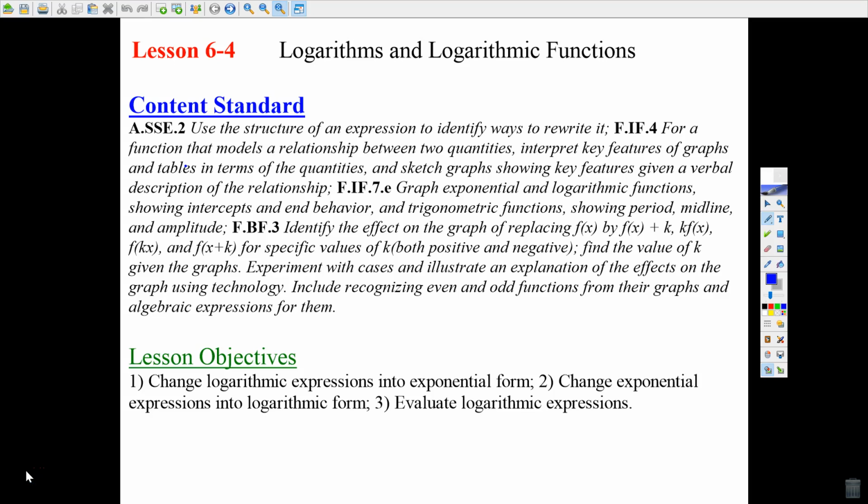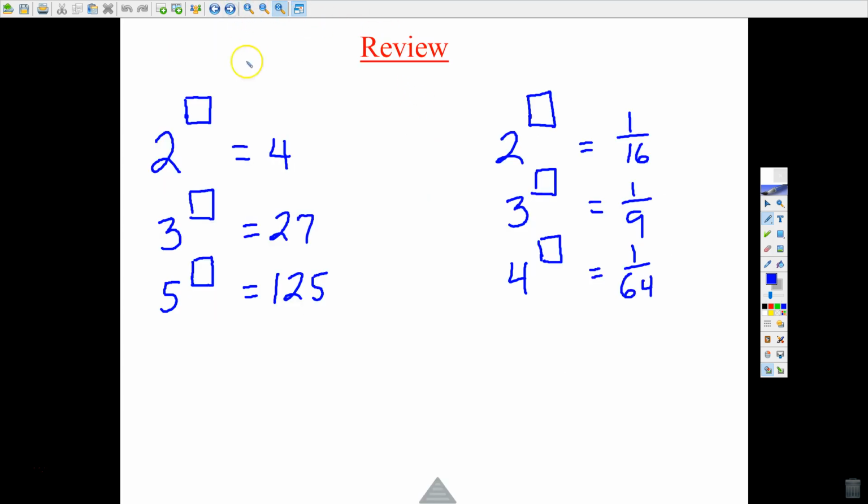In lesson 6.4, we're introducing this topic of logarithms. And I'm going to use the next slide as a way to introduce this concept and hopefully make a connection to something that you did long ago. Probably back in elementary school you did exercises like this when you were first introduced to the idea of exponents.